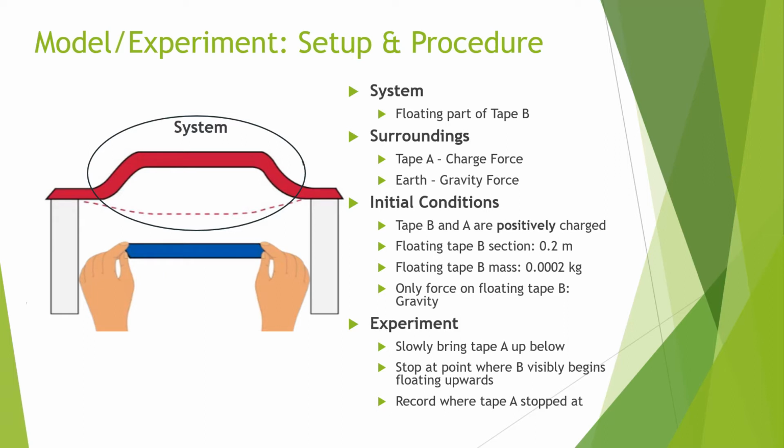The system of the experiment is the floating part of tape B as shown in the left. The surroundings in the experiment include tape A, which provides a charge force to the system, and the Earth, which provides a gravitational force to the system. The initial conditions of the experiment include tape B and tape A being positively charged, which will be discussed in the next slide. The floating tape B section being 0.2 meters, and the floating tape section's mass being 2 times 10 to the negative 3 kilograms. The only force acting on floating tape B in the initial conditions is gravity.